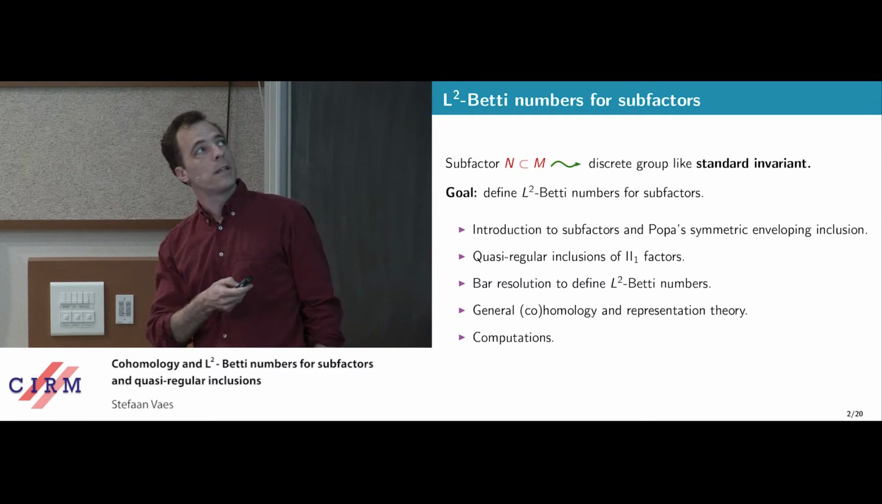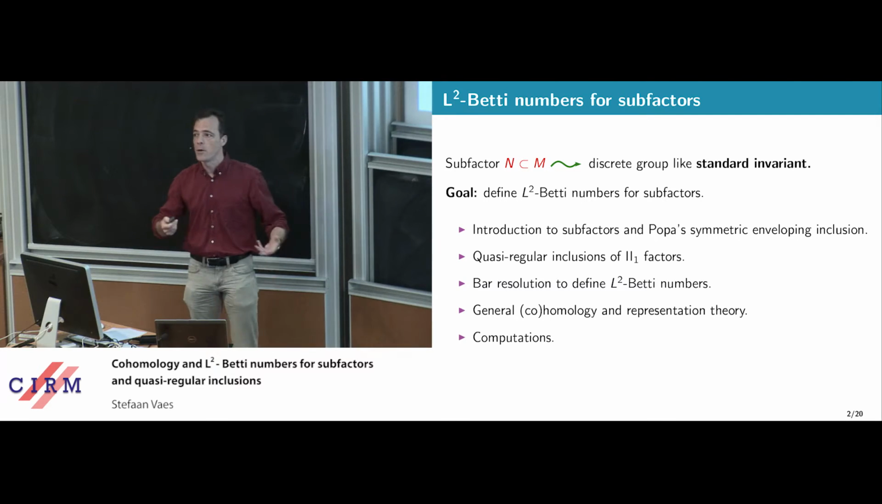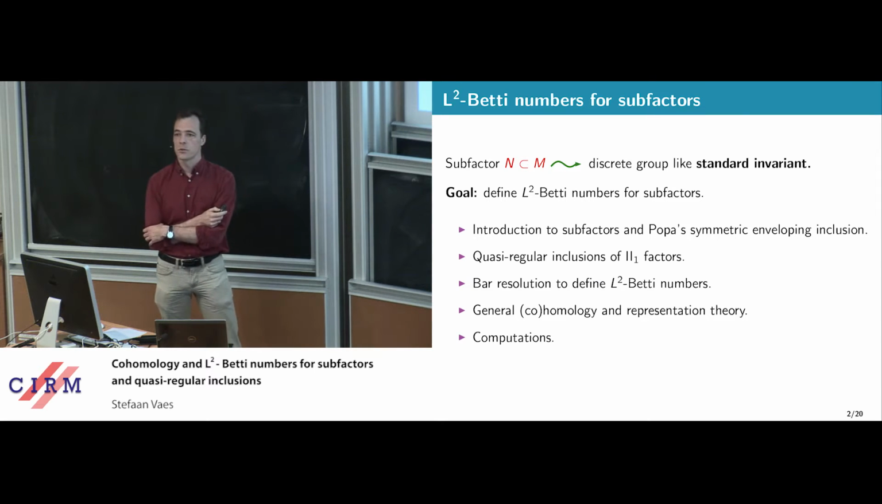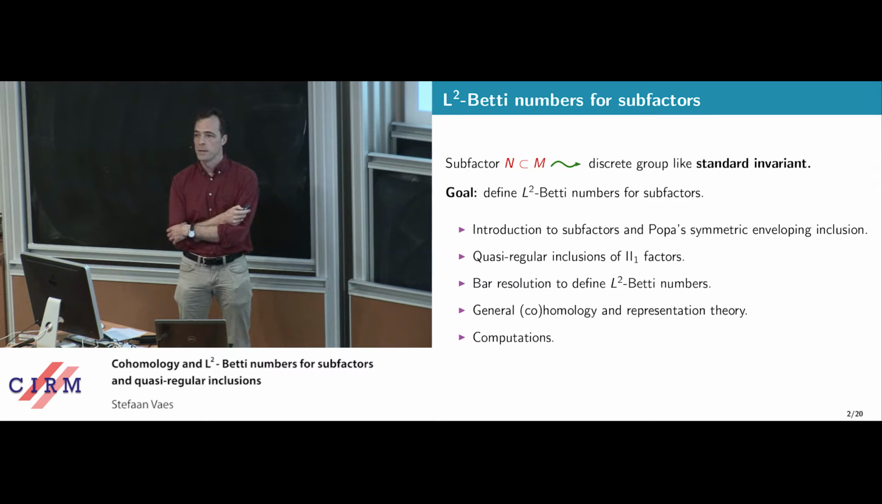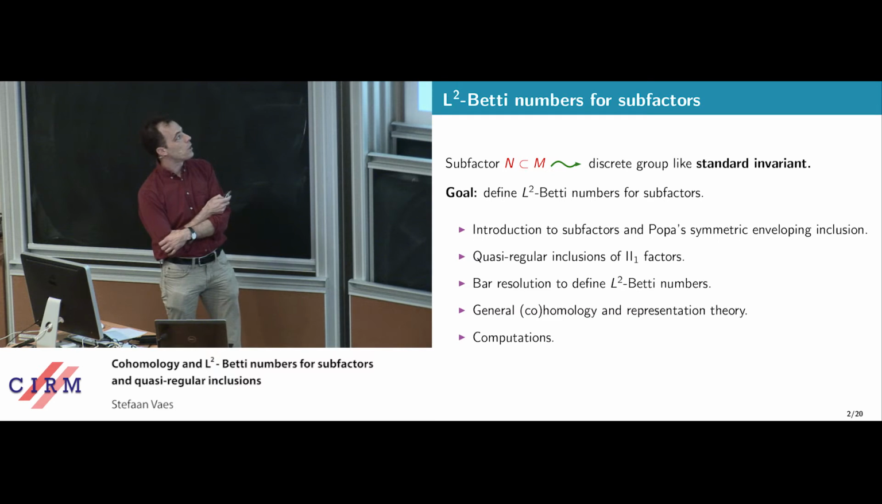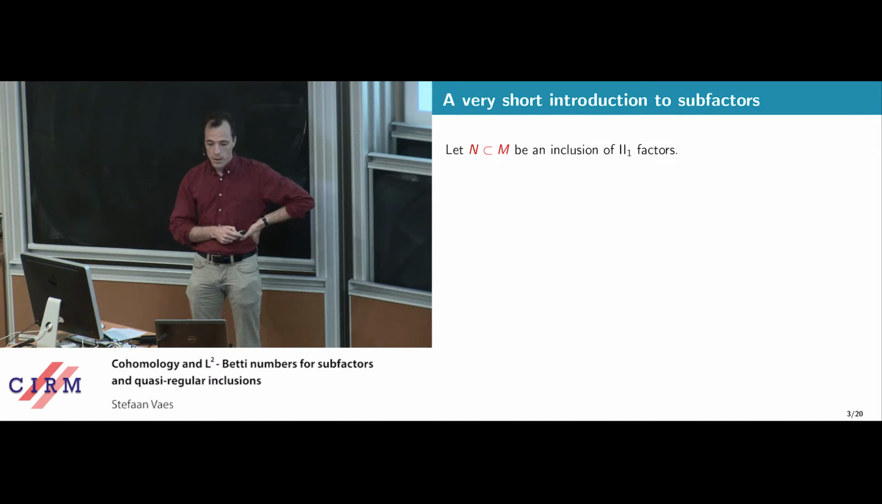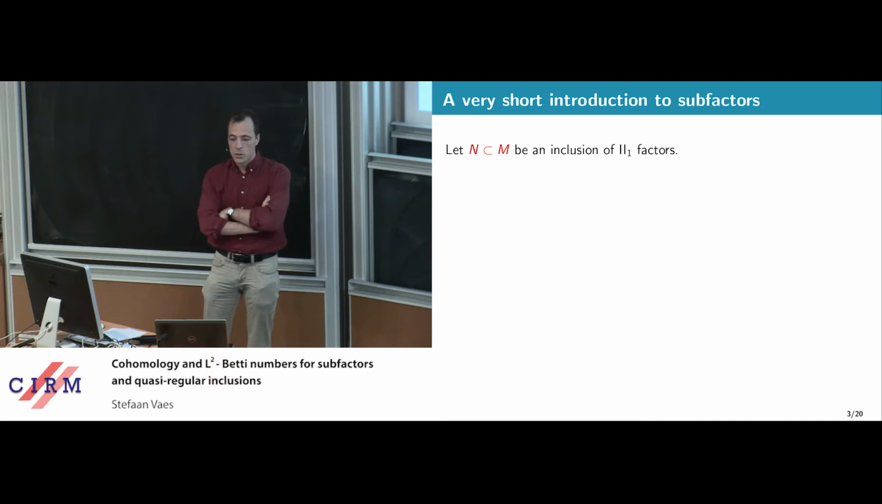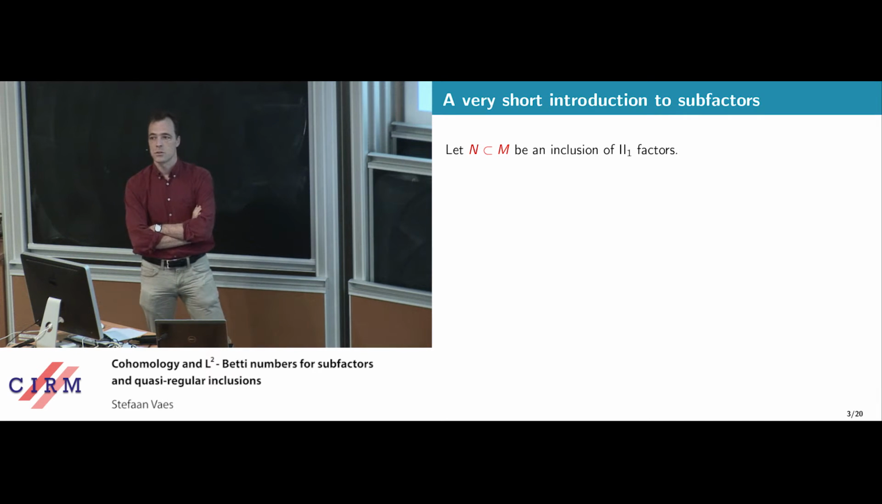To define L2-Betti numbers, the first definition I will give will involve a kind of bar resolution that I will introduce. Of course, that will be of no help to ever make any computation. So then I will also introduce a general cohomology theory and how you can use that general approach to make computations. So let me start with this very short introduction to subfactors, assuming that you all know what a II_1 factor is.